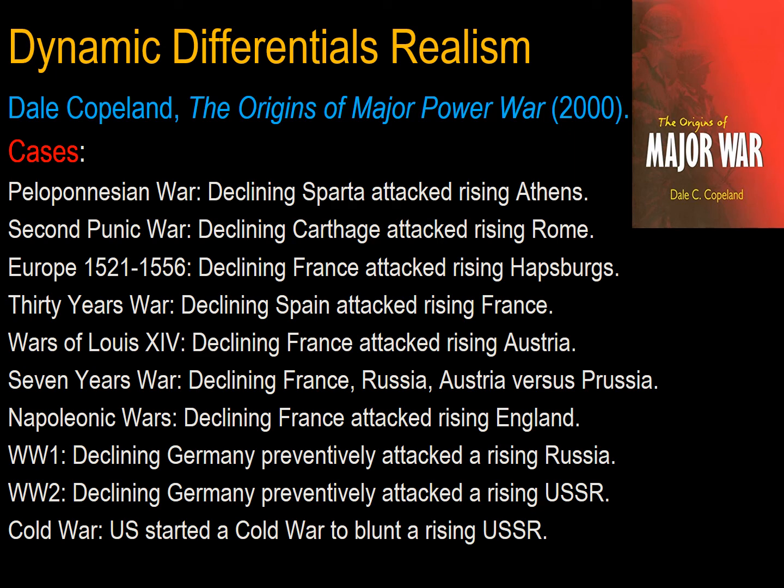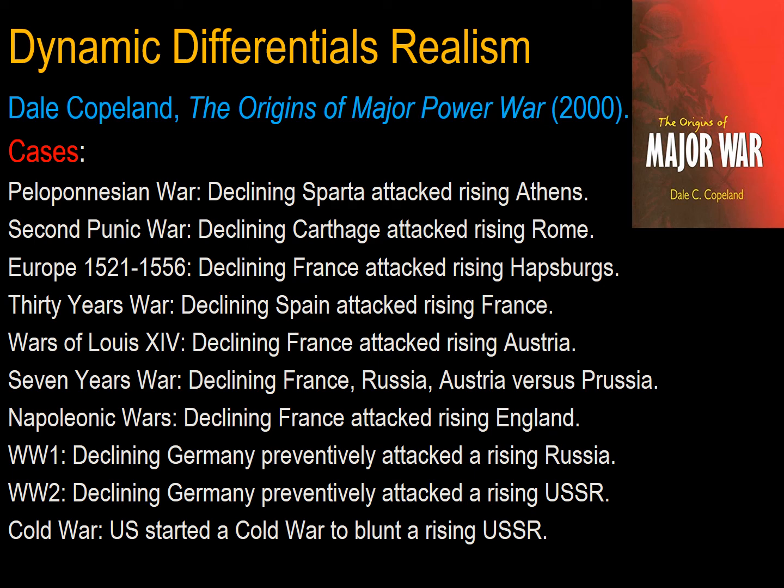So these are Copeland's many case studies. So you had in the Peloponnesian War, a declining Sparta that attacked a rising Athens. So here you have the status quo power, the stronger power, confronting a new potential hegemon. In the Second Punic War, you had a declining Carthage attacking a rising Rome. In Europe from 1521 to 1556, you had a declining France attacking a rising Habsburg, Austrian, Spanish Empire in Italy and in the Americas.